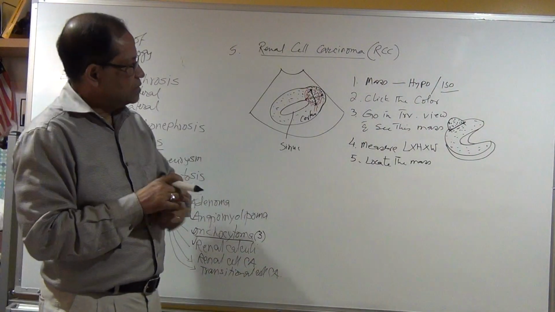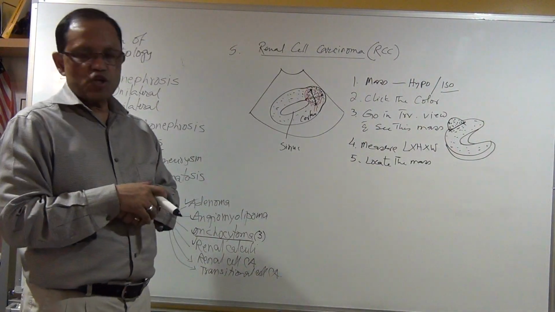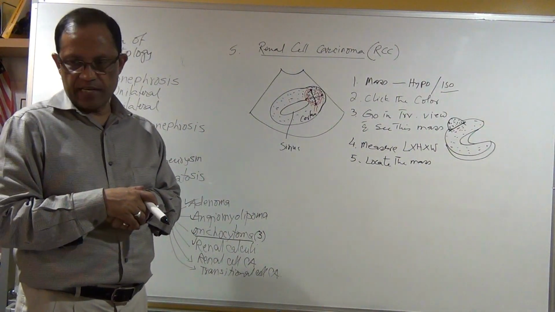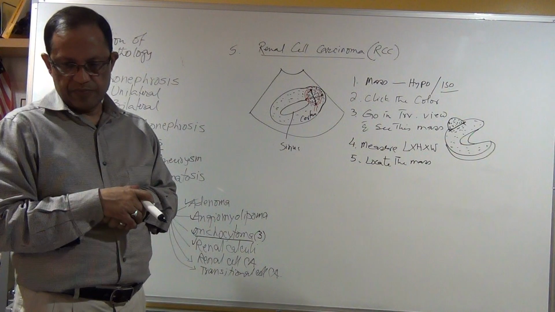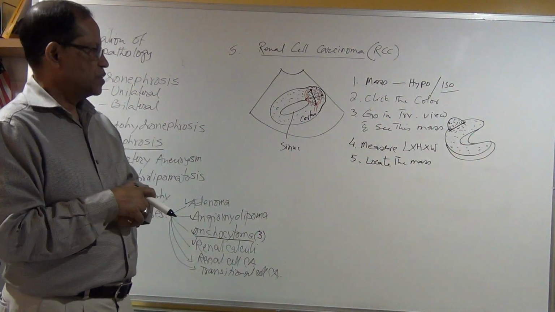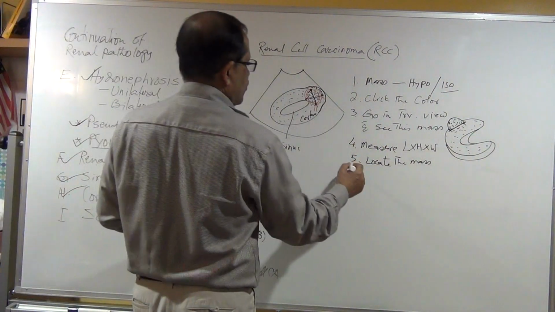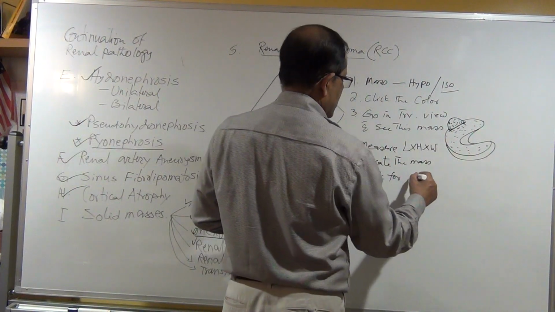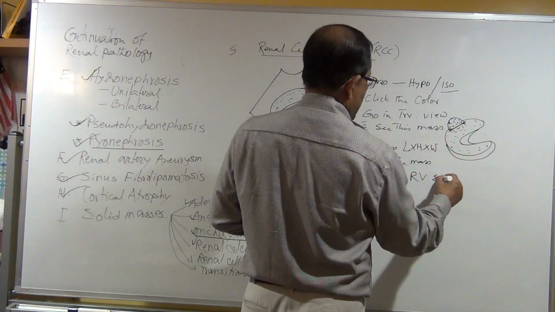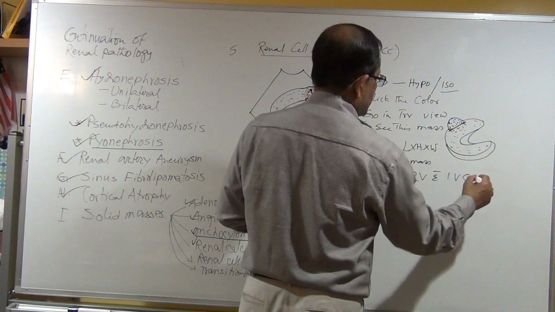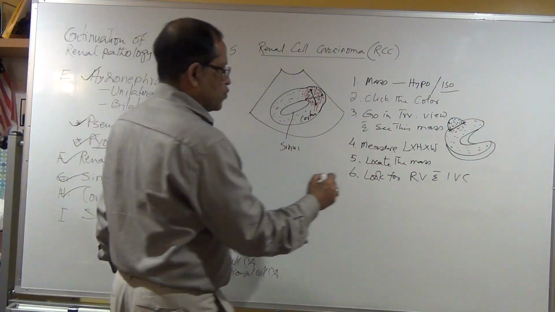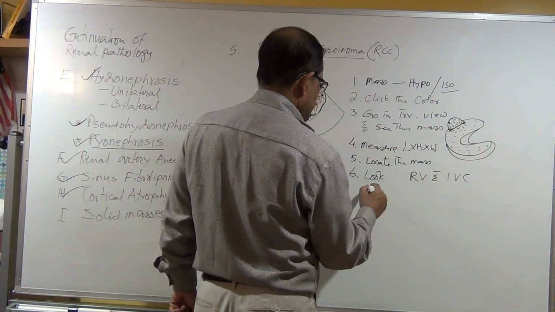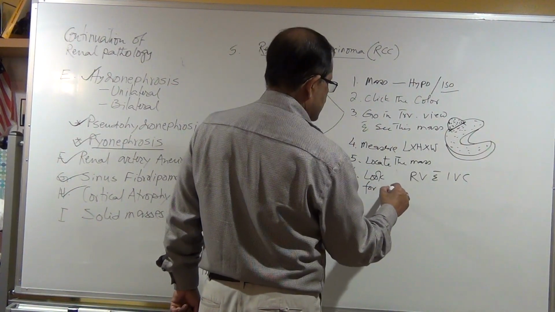And see, is there any distortion of the cortex or the sinus? Then you have to look for renal vein and IVC. Look at renal vein and IVC for metastasis.